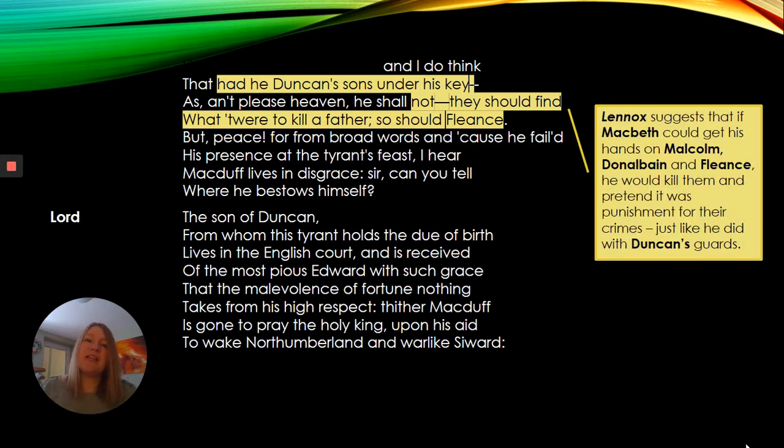Now, Lennox also suggests that Macbeth is quite barbaric and quite a terrible leader. He's quite vengeful. And he suggests that if Macbeth could get his hands on Malcolm, Donalbain and Fleance, he would kill them and pretend that it was punishment for their crimes, just like with Duncan's guards. So when he says, had he Duncan's sons under his key, they should find what it were to kill a father, so should Fleance. So Lennox is sort of drawing the connection here between the deaths that have happened after Duncan's murder, that actually Macbeth seems to be getting rid of all the people that might reveal his real involvement in Banquo and Duncan's deaths, that Macbeth is just killing anybody that's going to cause a problem.